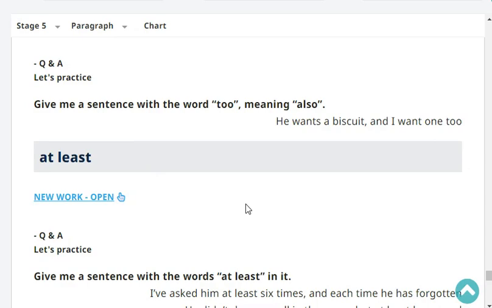Give me a sentence with the word to meaning also. He wants a biscuit, and I want one too. Very good.